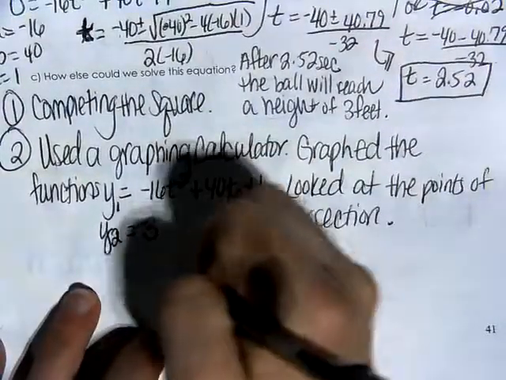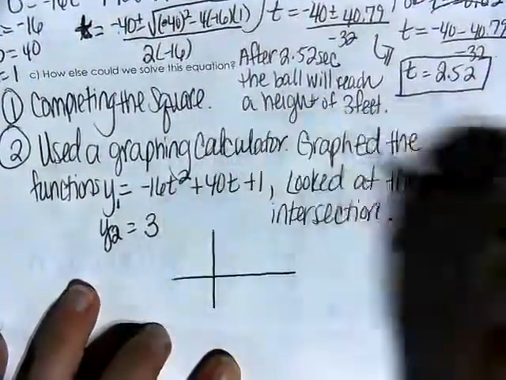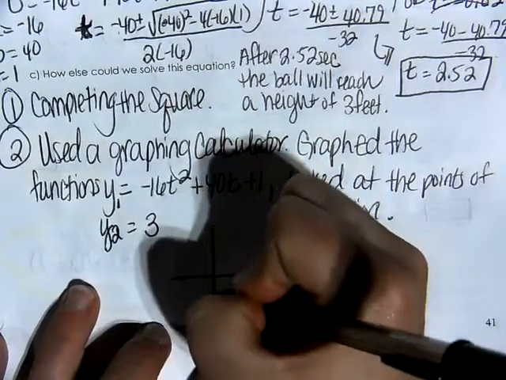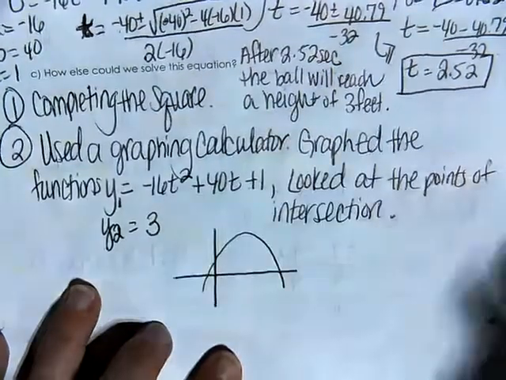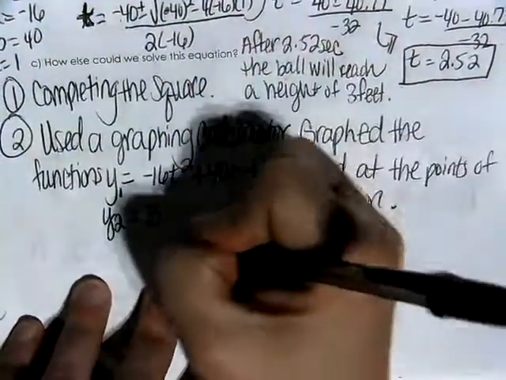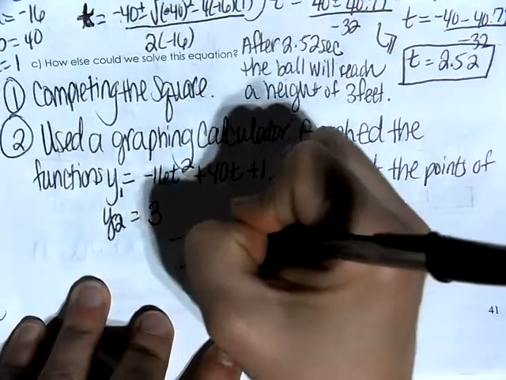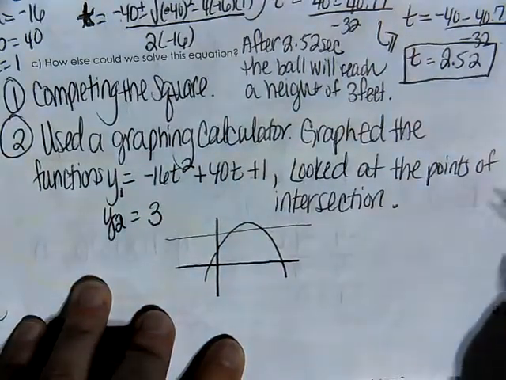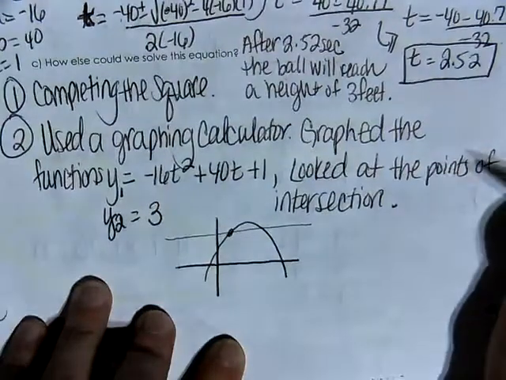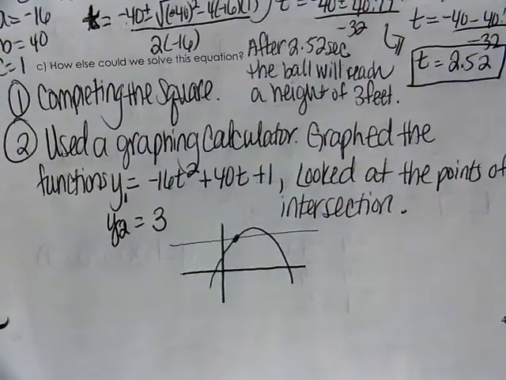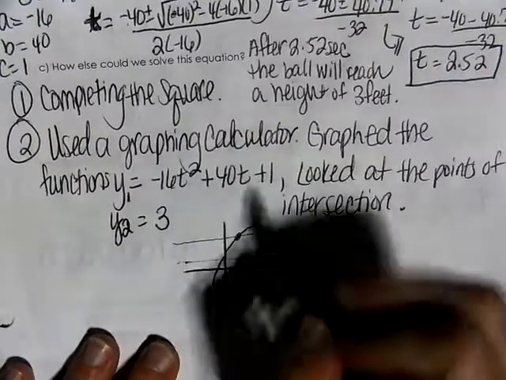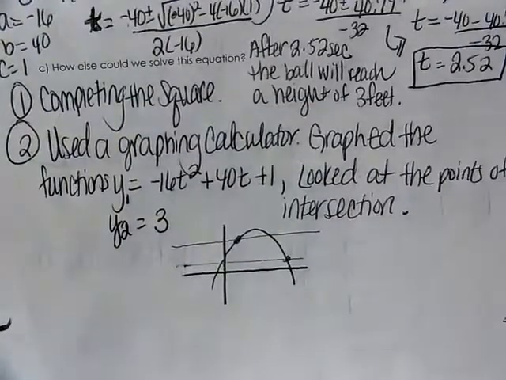So what that would look like if we were to graph this is we would have had ourselves a graph that would have looked something like this. If you can imagine the path. And then at y equals 3 would have been something up here. And we would have just been looking at where was the point of intersection. It probably would have been down here because we have a negative and a positive solution. So we would have probably been looking down here. Anyways, that's what we would have done.